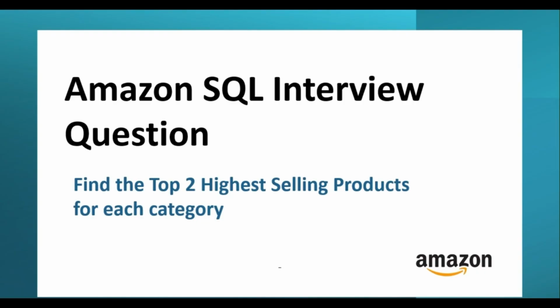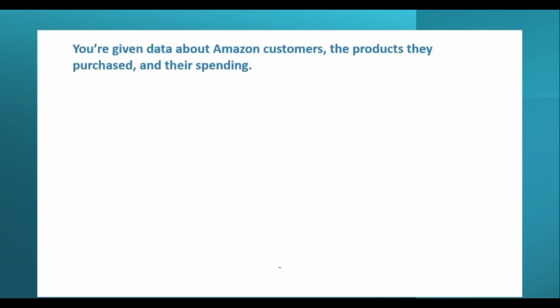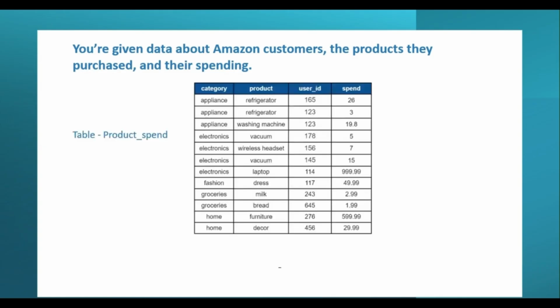So in this question, we have to extract the top 2 highest selling products within each category. So let's understand the question first. Imagine that you are given data about Amazon customers, the products they purchased and their spending. So you are given this table. The table name is product spend, and it contains 4 columns: the category of the product, name of the product, the user ID, which is nothing but the ID of the user, and spend, which is the amount that the user has spent to purchase that specific product.